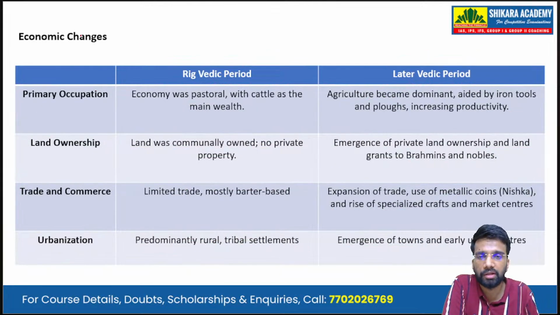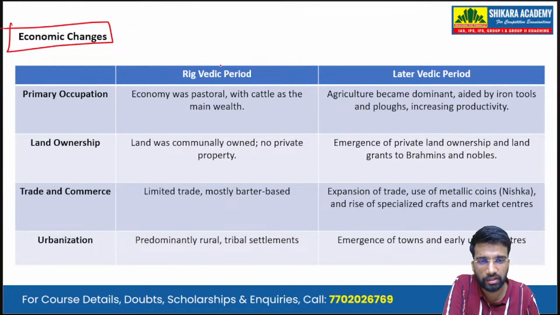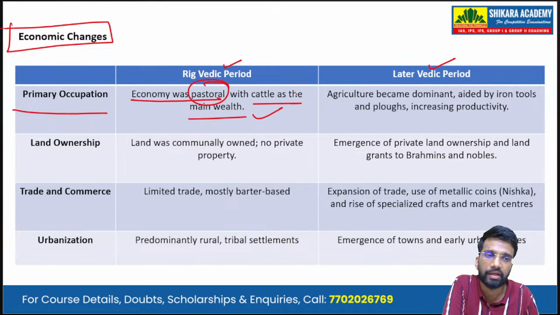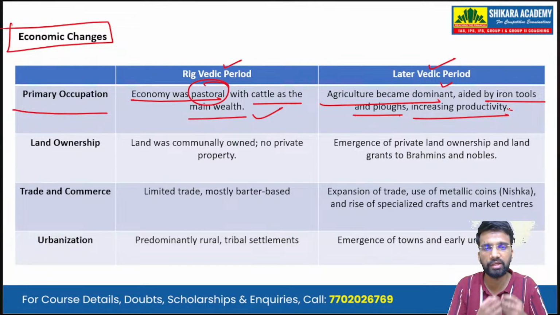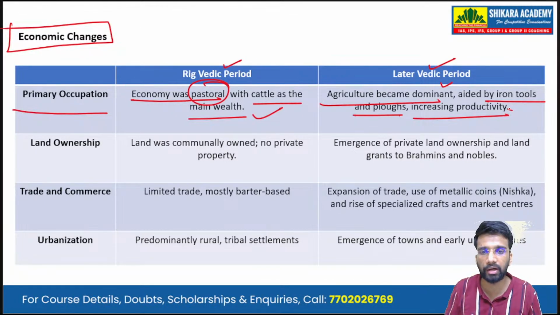Now, after discussing the social changes, let's discuss the economic changes in the Rig Vedic period and the later Vedic period. The primary occupation in the Rig Vedic period: the economy was pastoral, with cattle as the main wealth. In the later Vedic period, agriculture became dominant, aided by iron tools and plows, increasing productivity. So, in the Rig Vedic period, it was cattle which was the main wealth. In the later Vedic period, it was the agricultural land which became dominant.